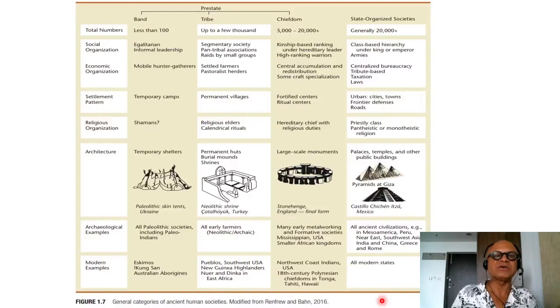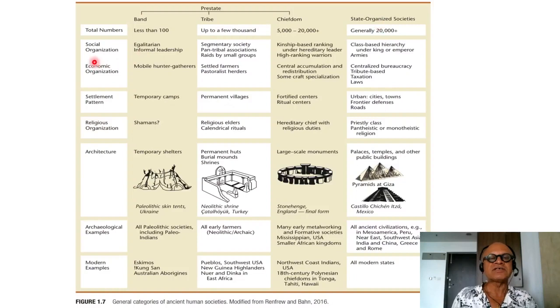So this just defines various organizations, so general categories of ancient human societies. Total numbers can be less than 100, up to a few thousand, 5,000 to 20,000 plus, generally broad categories, and generally 20,000 plus. These are called bands, tribes, and chiefdoms, and here they become state-organized societies.